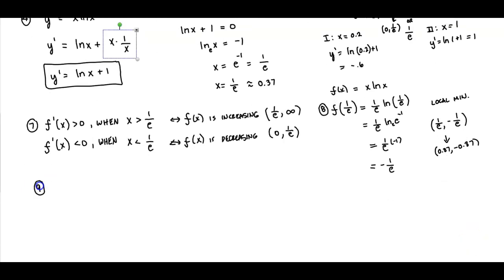So the last thing we need to do is we need to determine whether it's concave up or concave down. So again, we know that our derivative function was the natural log of x plus 1. Now, if we want to find the second derivative of this function, it's going to be 1 over x, provided that x has to be greater than 0. Okay, so what does that tell us? Well, that tells us that this is going to be concave up on the interval from 0 to infinity.